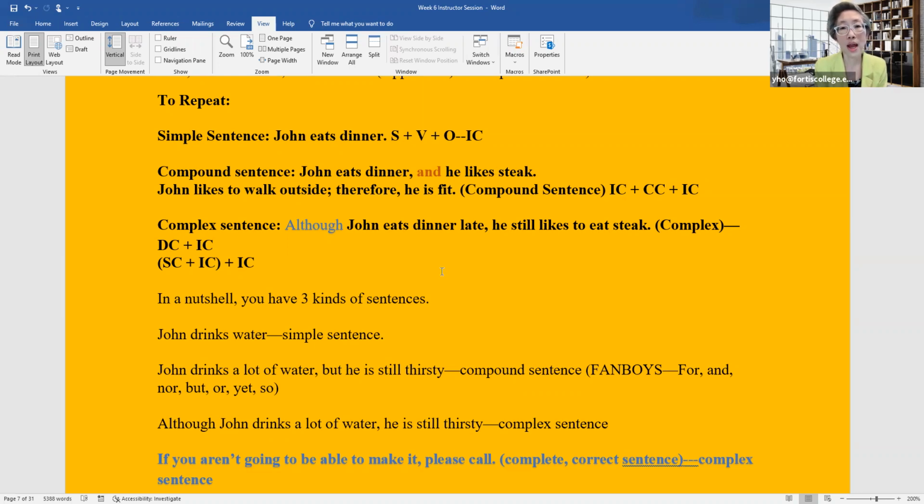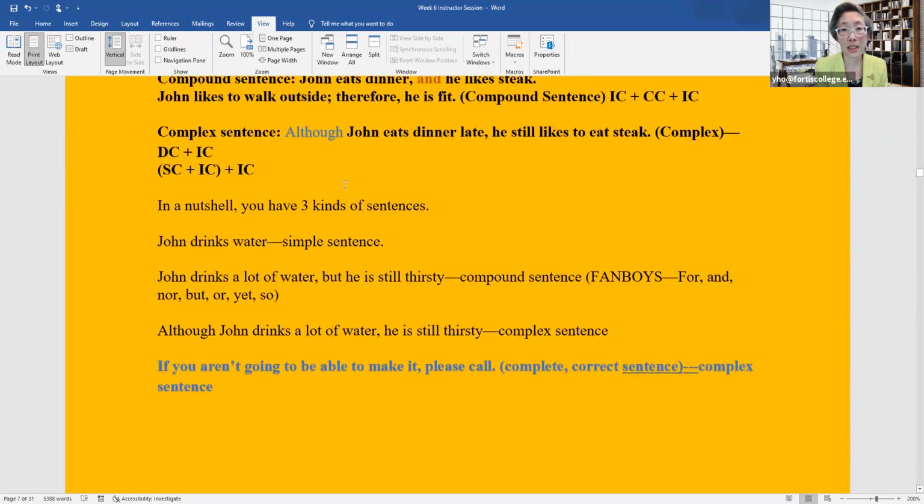Also, when you have a conjunctive adverb or a transition word, you place a semicolon after the first sentence and then a comma after the transition word. So: John likes to walk outside; therefore, he is fit. So this is a compound sentence.